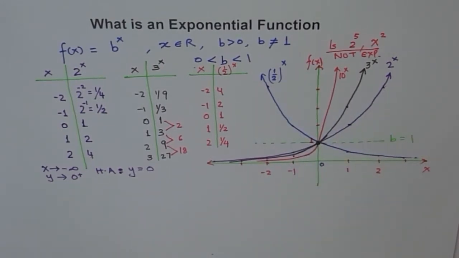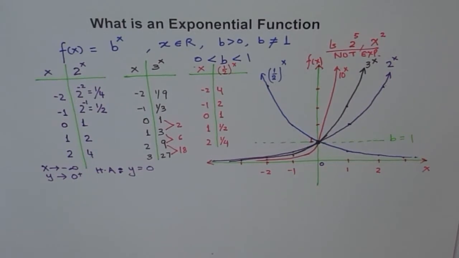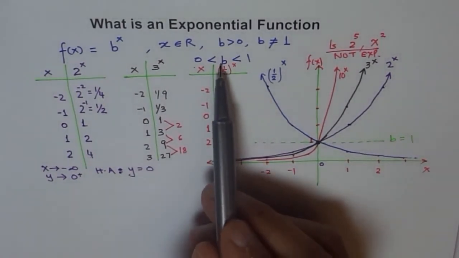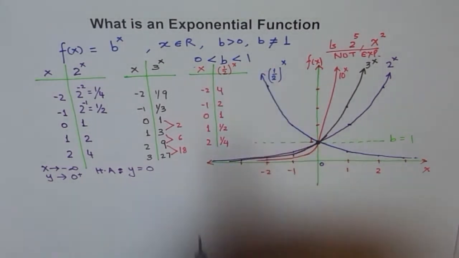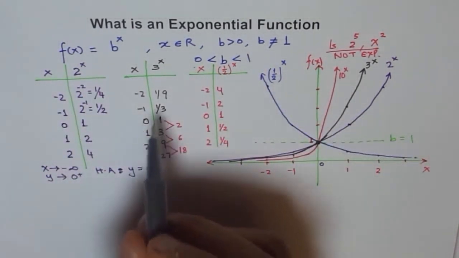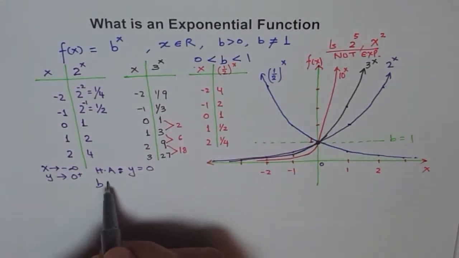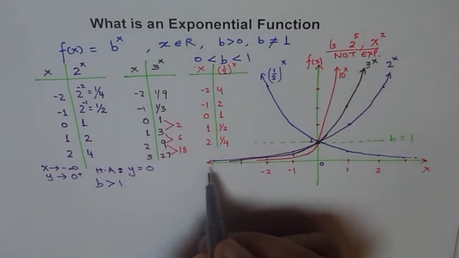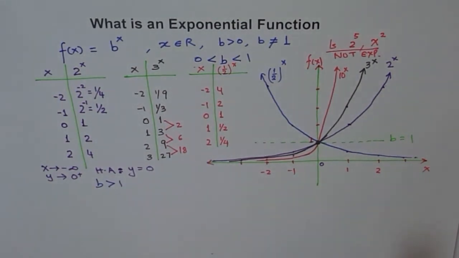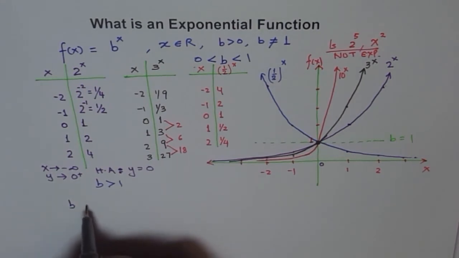Now, the first question: why can b not be less than 0? We have checked b between 0 and 1 and b greater than 1, so we checked both. But why can b not be negative? Why?